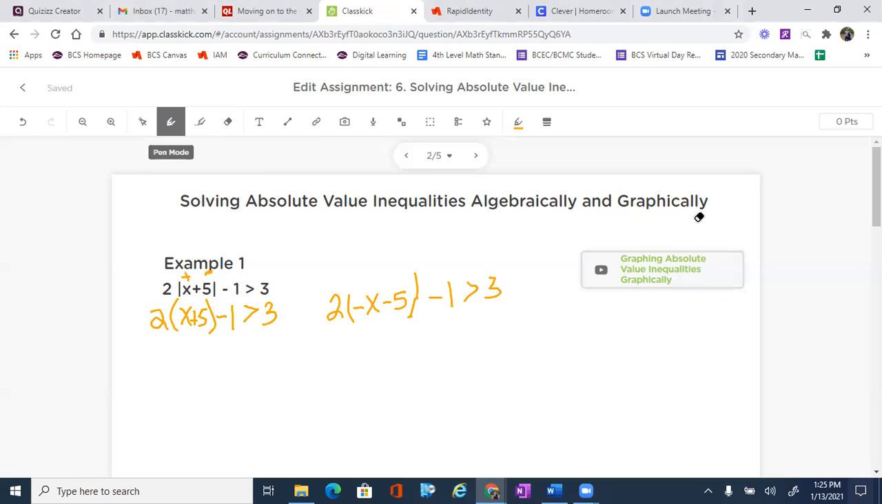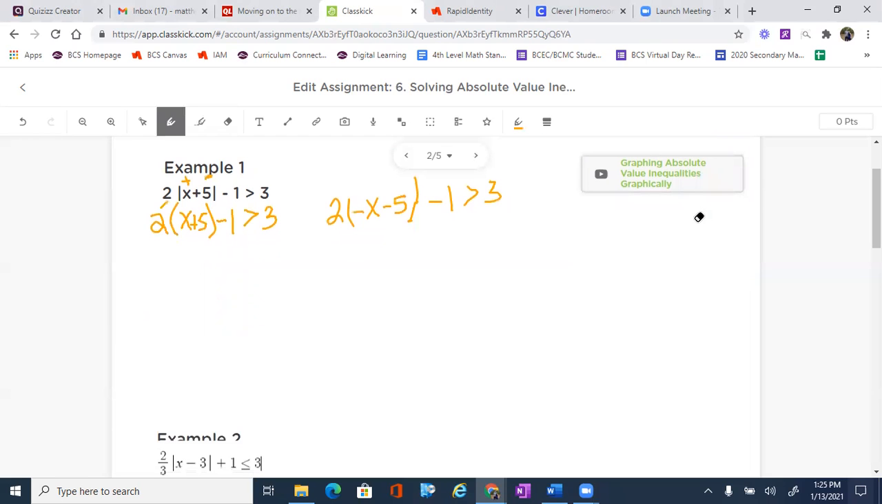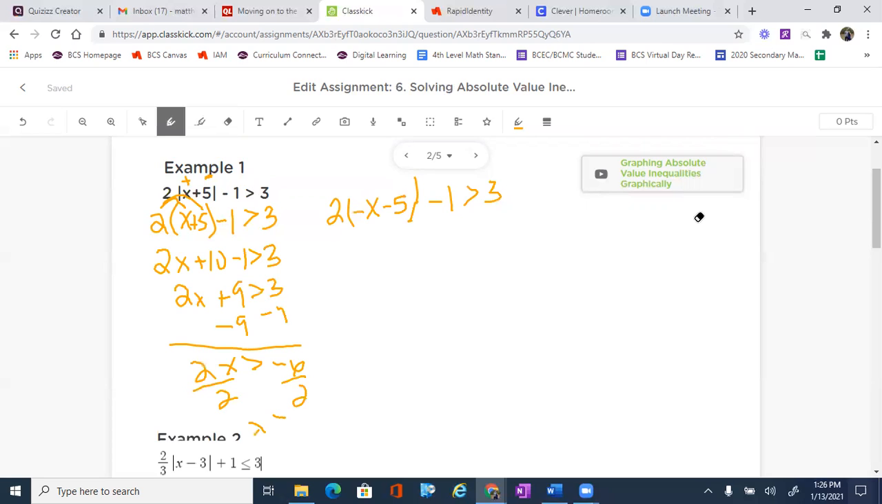Now, from here, we just do basic algebraic solving. I can distribute this 2 in if I want to. So I have 2x plus 2 times 5 is 10, minus 1, which is greater than 3. Then I have 2x, and 10 minus 1 is 9, so plus 9 greater than 3. I'm going to get rid of that positive 9 by subtracting 9, and that gives us 2x is greater than negative 6. Then I just divide by 2, and I have x greater than negative 3. That's how you do the first one.